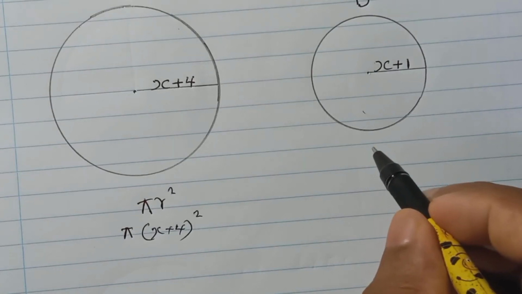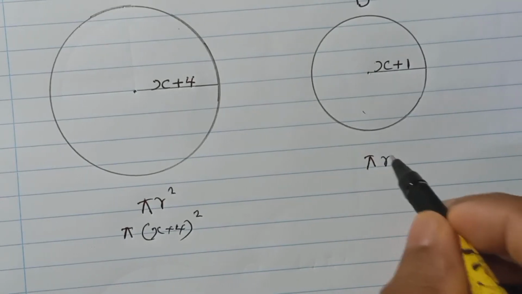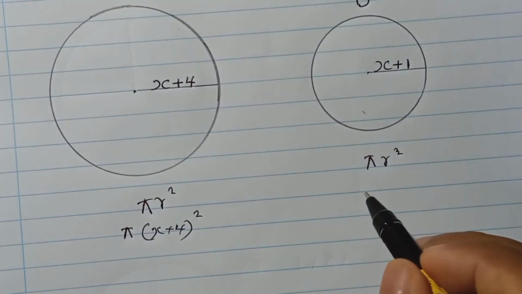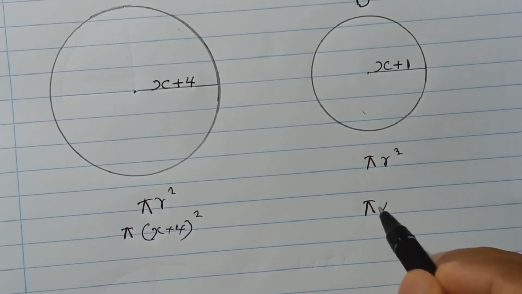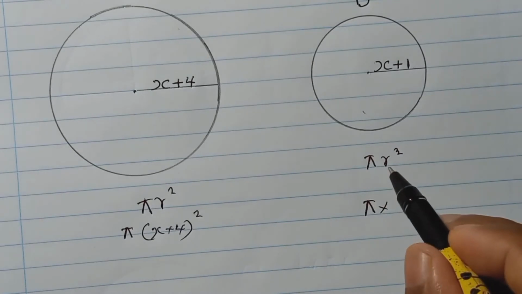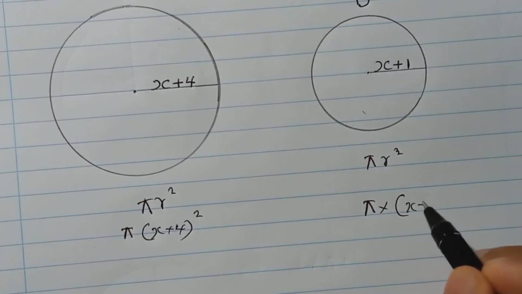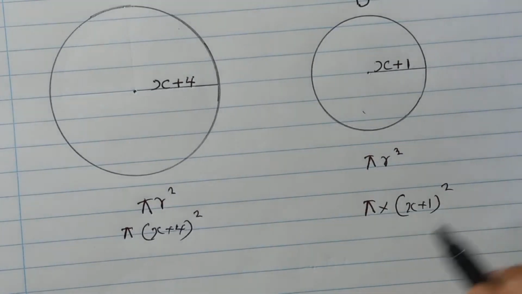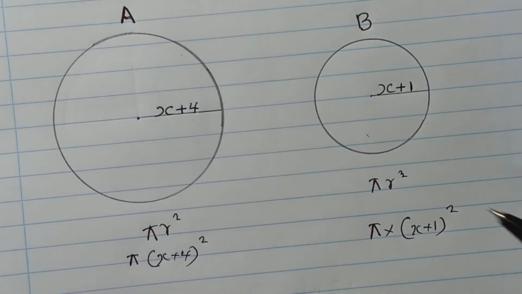Now here also same idea, pi r square, no? And here also you need to find the pi r, here x plus 1. So for the r you need to replace x plus 1 square. Now this is the area of this circle, circle B, right?